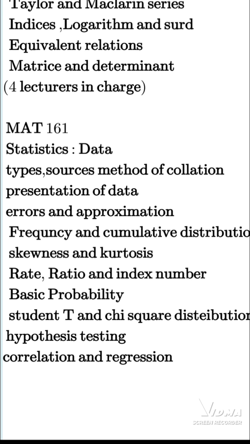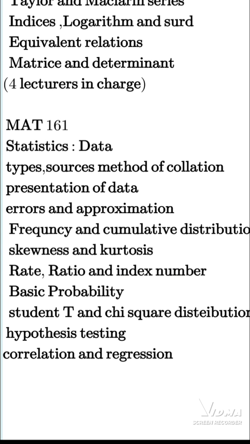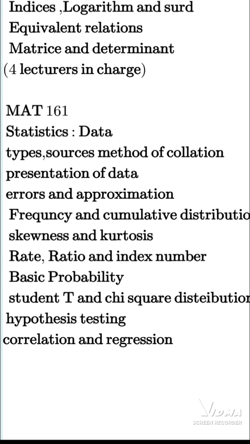Once you are moving to error and approximation, you'll be leaving the secondary school aspect, whereby you talk about skewness and kurtosis, frequency and cumulative distribution. You talk about rate, ratio, and index number. Then you talk about probability. Probability is different. We have distributions in probability, and, of course, we have thousands of distributions, but for your set, you'll be doing only the student t and chi-squared distributions.